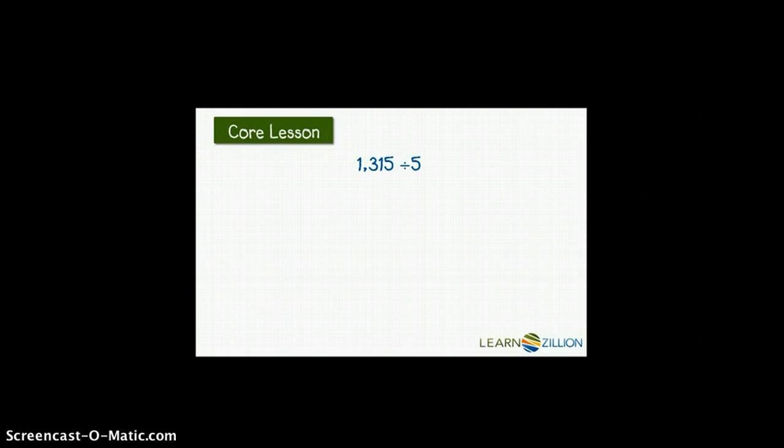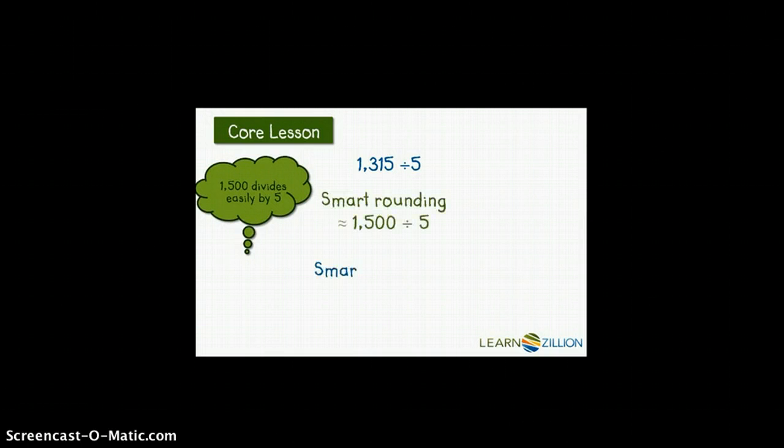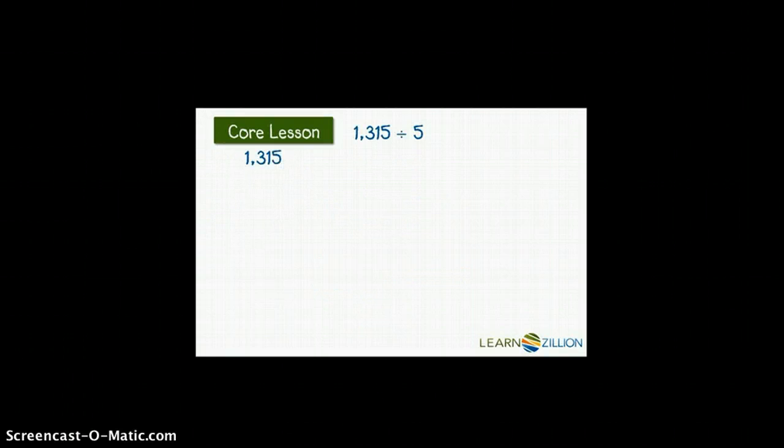But first, we're going to start with a smart estimate. When we make a smart estimate, we round not necessarily to a specific place value, but we round to a number that is close to our original number and it's easy to use or is something very familiar. So I'm going to round 1,315 to 1,500 because it divides easily by 5. And I'm going to get a smart estimate that my actual computation will be a little less than 300. So let's see how this works using expanded notation. I'm going to start by writing out my number in expanded notation. So the 1 equals 1,000, the 3 is 300, the 1 is 10, and the 5 shows me 5 ones.